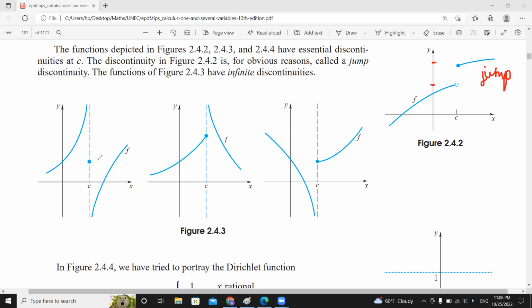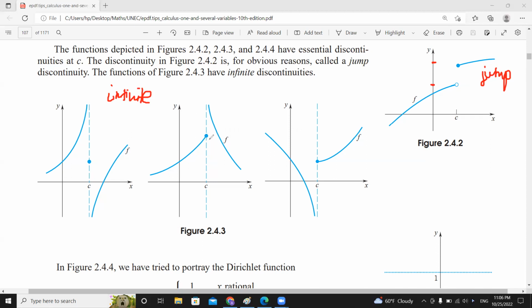At point C, we have left limit plus infinity, right limit negative infinity. So the limit doesn't exist, obviously. So it's an essential discontinuity. Such a discontinuity we call infinite discontinuity. So infinite discontinuity is also a type of essential discontinuity.